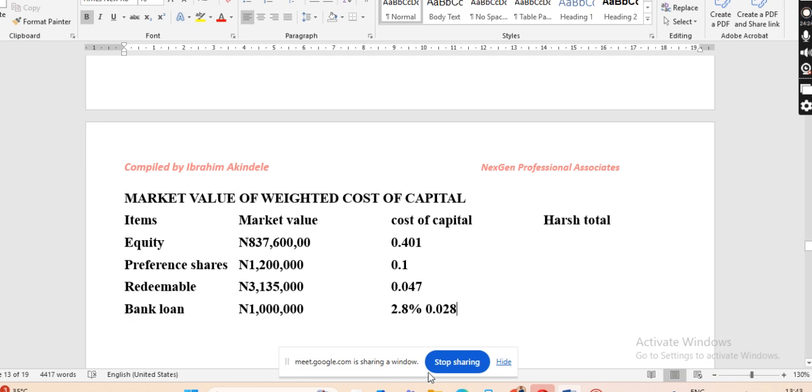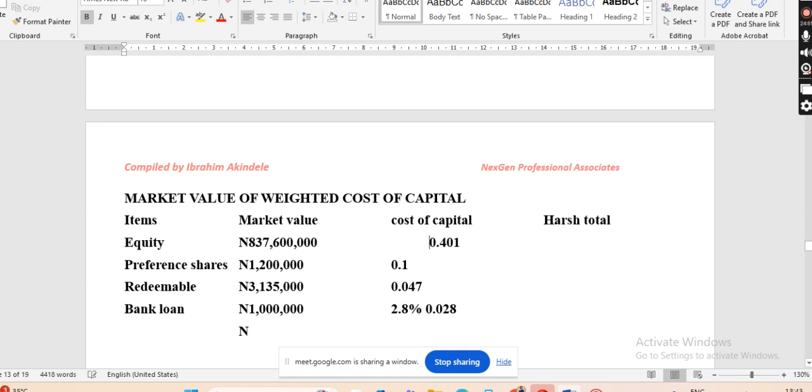Okay, multiply everything. What do you have? Please, someone should volunteer to add the market value, the total market value. Please, someone should give us the figure for the hash total, so that we can know the equity. Is it 837,600,000? Yes, please remove one zero there.